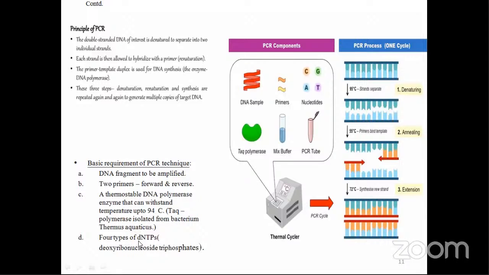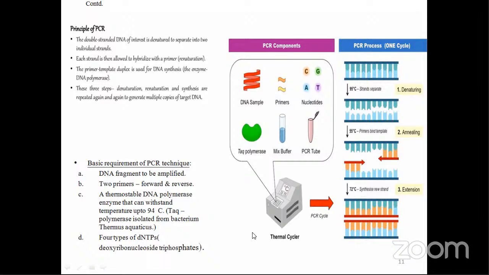Then 4 types of dNTPs are required. See here, 4 types: cytosine, guanine, adenosine, and thymine. These nucleotides are required. Okay, so the chain will increase. The chain will keep on adding, and then a new strand will be formed.